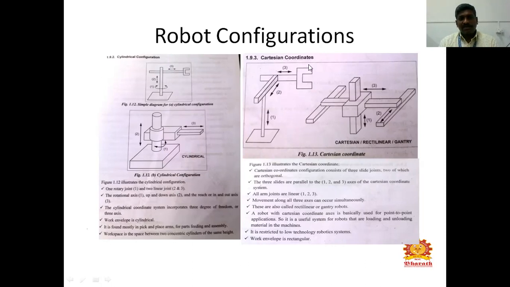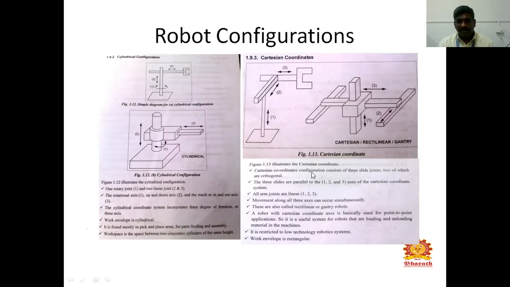Next one is Cartesian coordinates. In Cartesian coordinates, there is no rotational axis. There are 3 axes, 1, 2, 3, and all 3 make linear movements. There is no rotation motion.